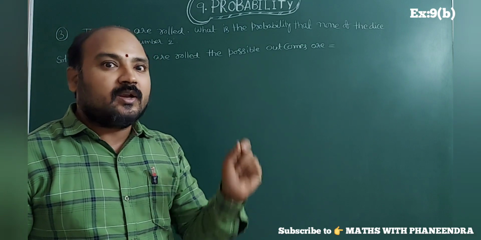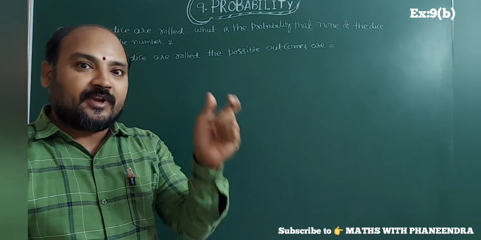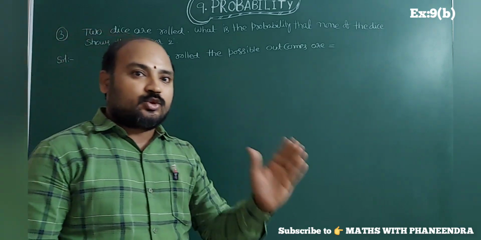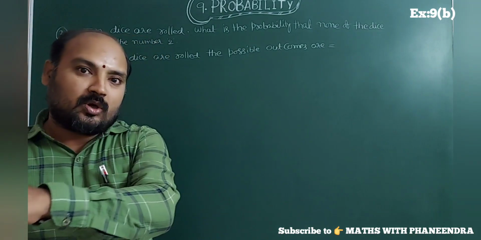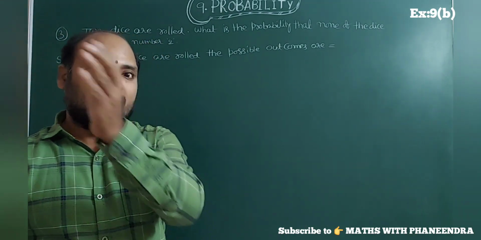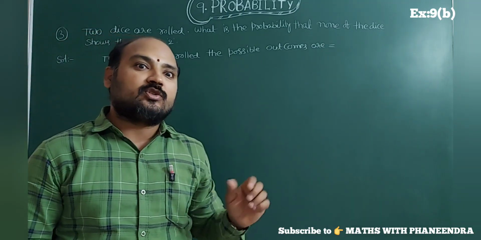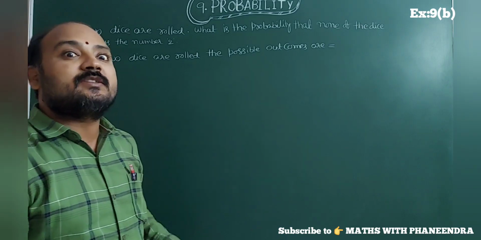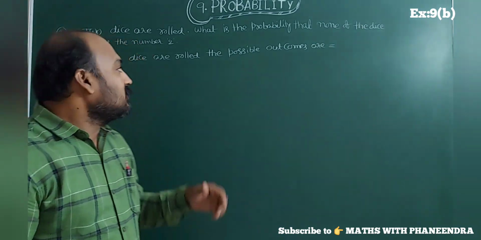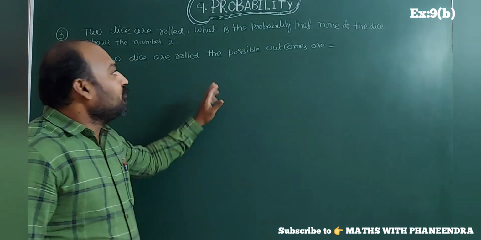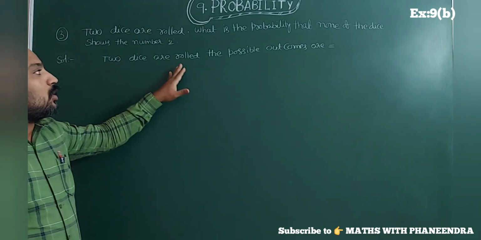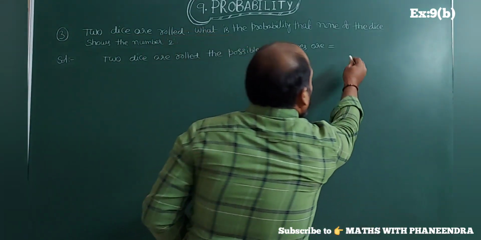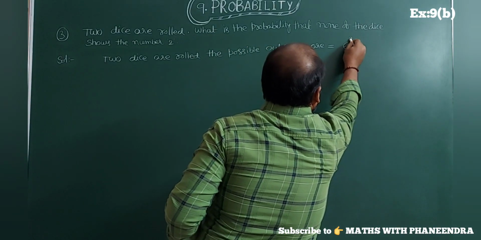1 comma 1, 1 comma 2, 1 comma 3, 1 comma 4, 1 comma 5, 1 comma 6. Like this, 2 comma 1, 2 comma 2 and so on, 2 comma 6. 3 1, 3 2, 3 3 and so on, 3 6. Like this and so on, 6 1, 6 2, 6 3, 6 4, 6 5, 6 6. So total 36, 6 square. So when two dice are rolled, we are getting 36 possibilities. So that means 6 square.